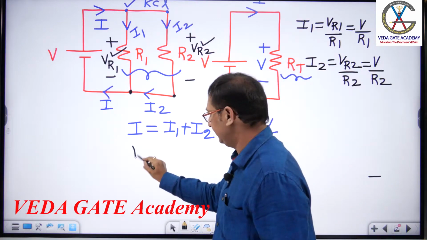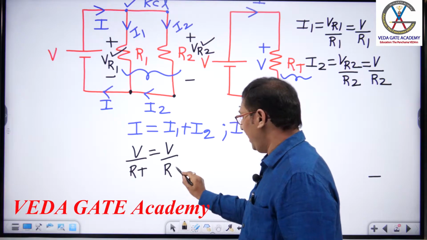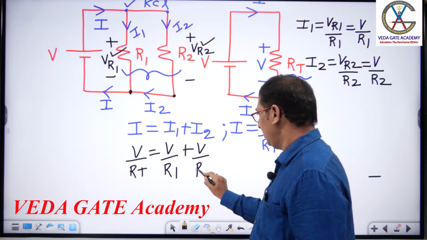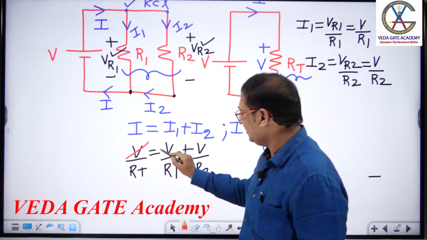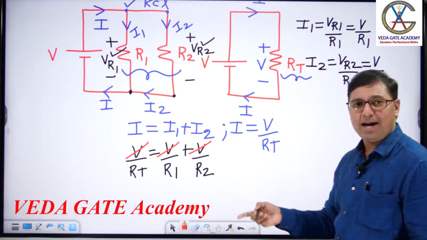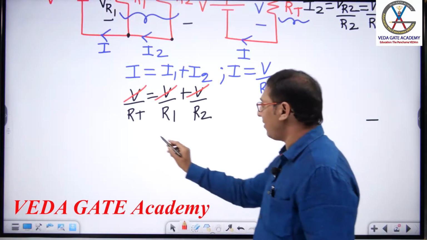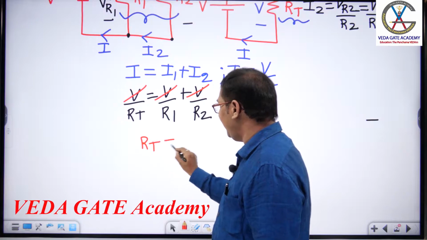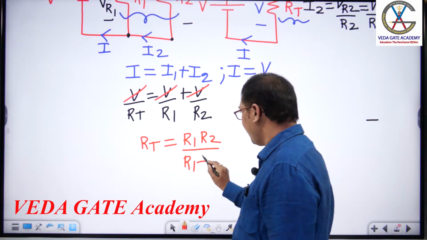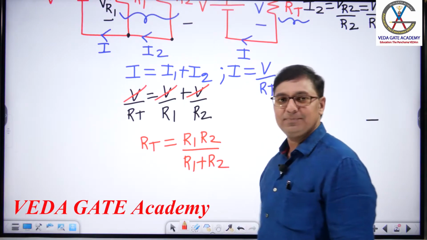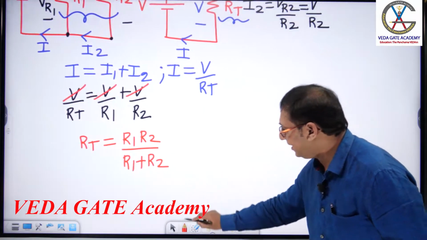Done. Substituting here. V by RT equals V by R1 plus V by R2. All the three V cancel. Okay. Now 1 by RT equals 1 by R1 plus 1 by R2, which we can write as RT equals R1 R2 by R1 plus R2. Clear, sir?